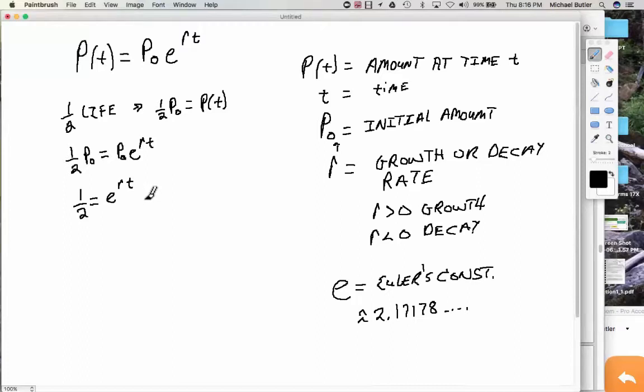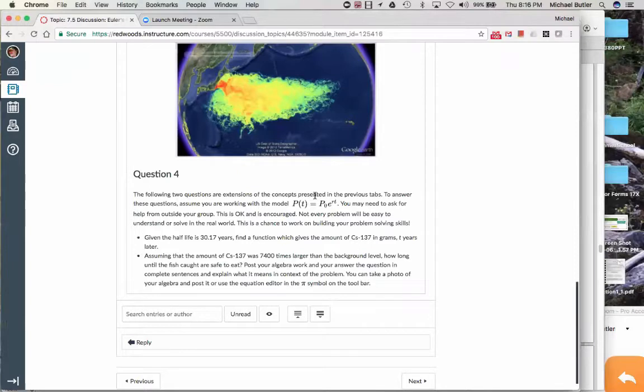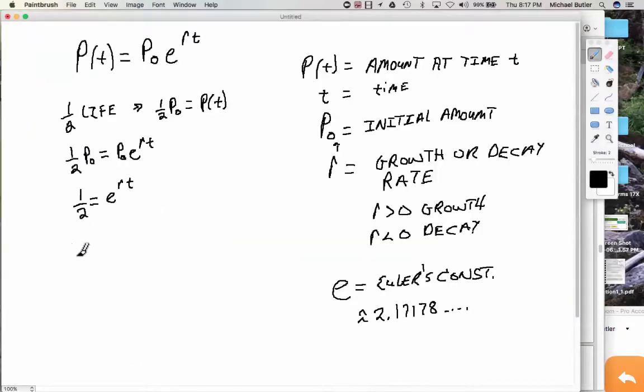Okay, now there's one other really important piece of information that they gave us here. They told us the half-life. And you can always look this up, like Wikipedia's got, for every radioactive isotope you ever want to talk about, the half-life in years. So it's 30.17 years. So when t is equal to 30.17, P of t is equal to 1/2 of P sub 0. So taking that into account back up here in the model that we were just working in, that means that 1/2 is equal to e to the r times 30.17.